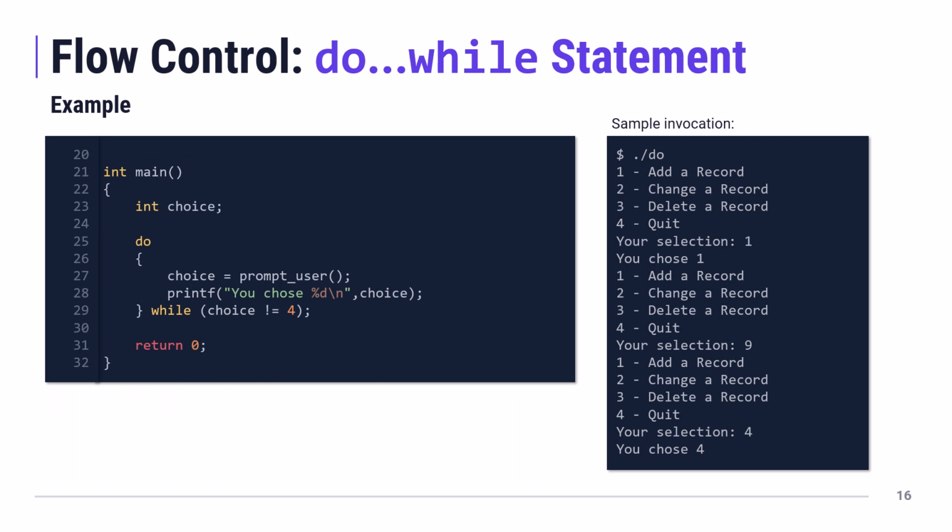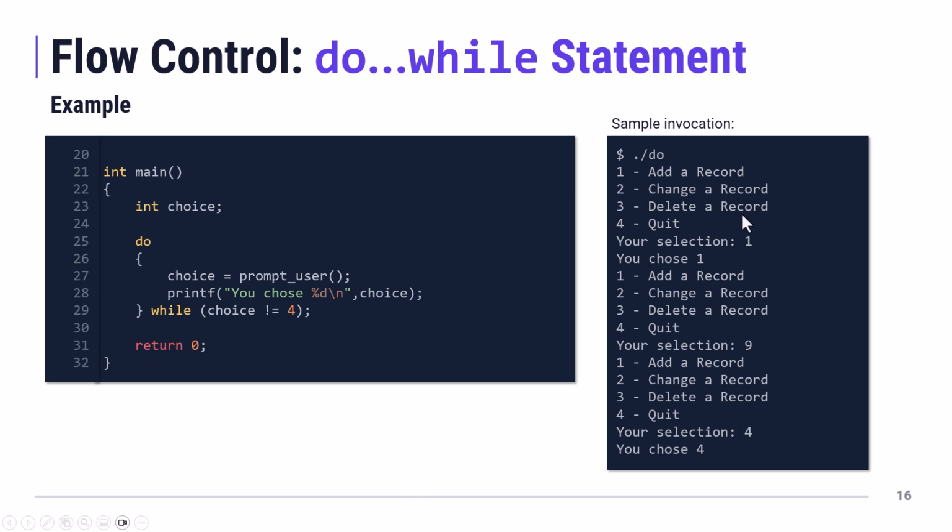And then same idea here. We are calling that prompt user function within a do while loop, and we're saying while their choice is not equal to 4, while it's not equal to quit, we're going to keep going. So we loop back around, we prompt them again, and then we just print out what they chose in this case. When they eventually select 4, we fall out of the loop and we return out of our program.